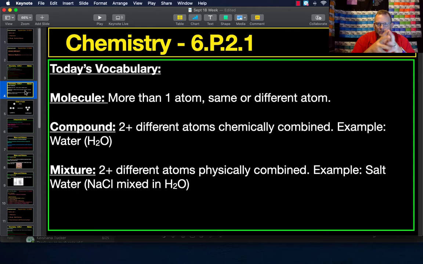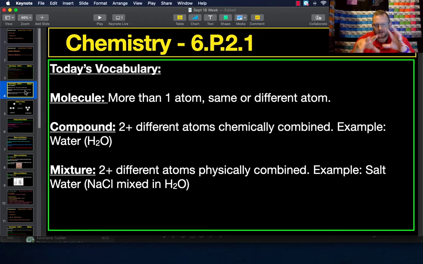Compounds, 2 or more atoms that are chemically combined, so they're chemically connected. You can't break them apart very easily. And then a mixture is 2 or more atoms physically combined. An example of that would be salt water, putting salt in water. That can be easily broken apart just by boiling the water. The water will evaporate, the salt will be left behind.